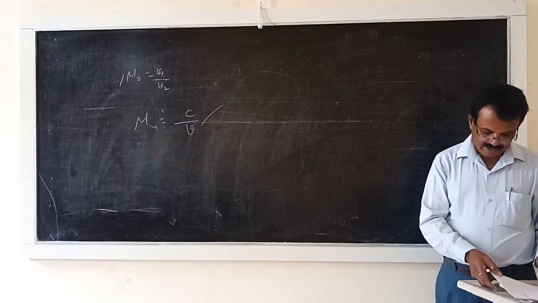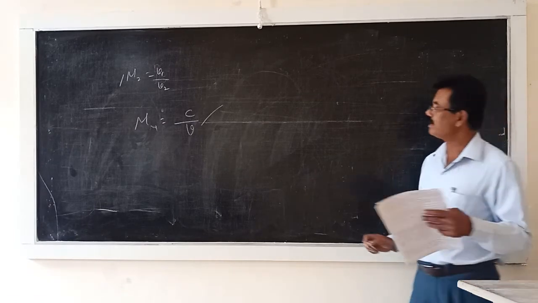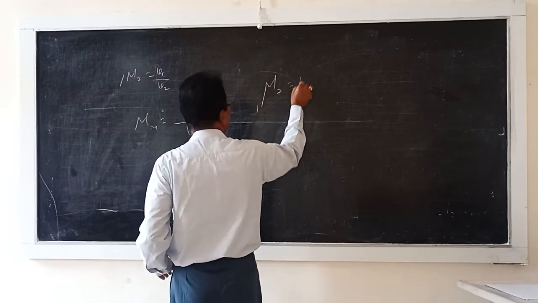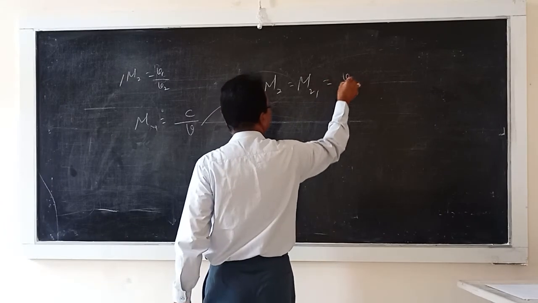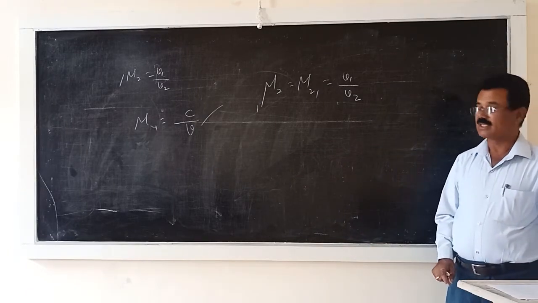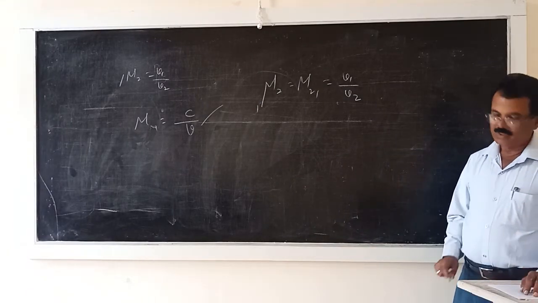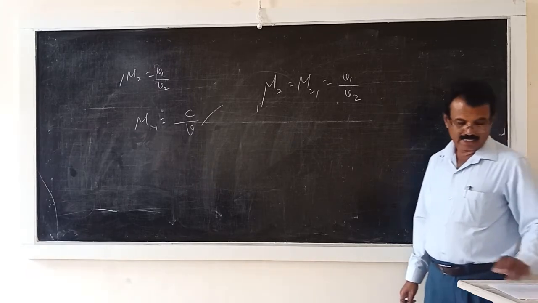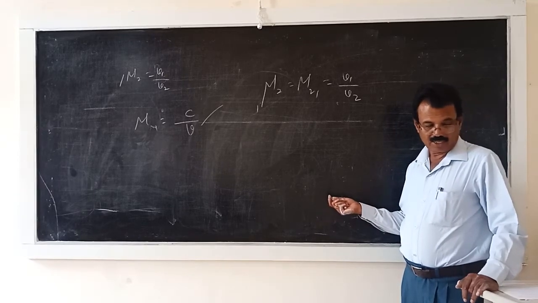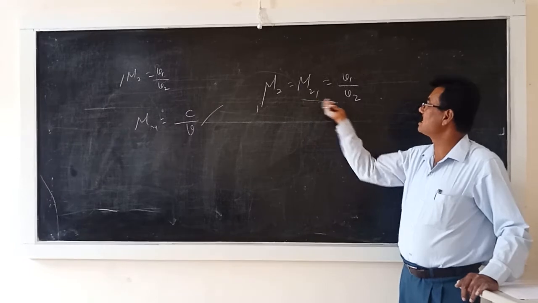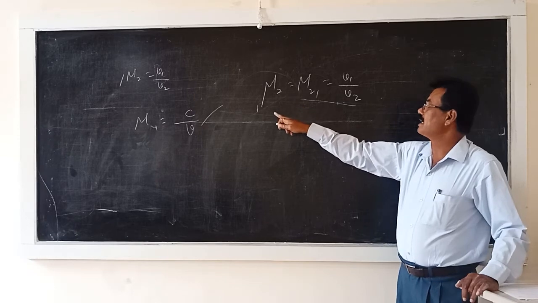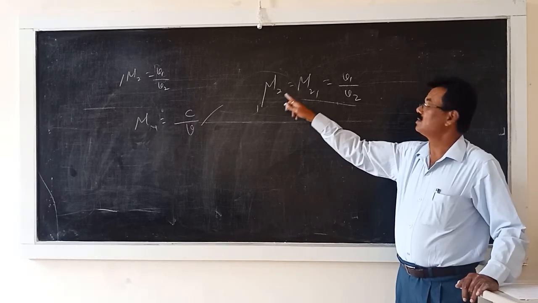What is relative refractive index? The refractive index of medium 2 with respect to medium 1 is defined as the ratio of the velocity of light in medium 1 to the velocity of light in medium 2. That is, mu 21 is equal to v1 by v2, when a ray travels from medium 1 to medium 2.